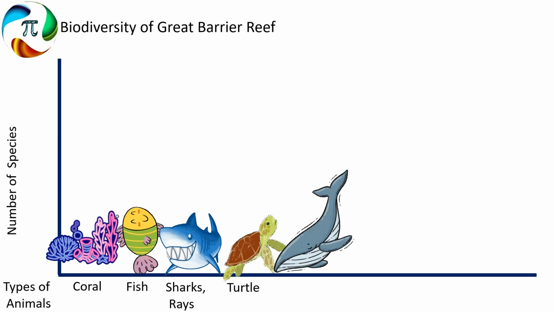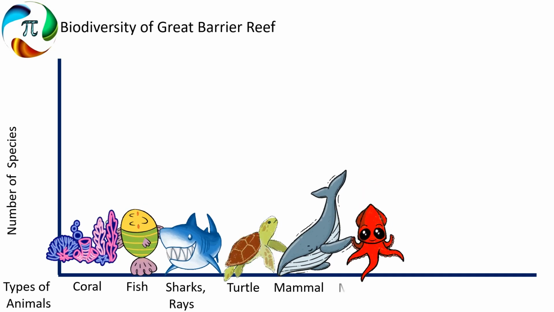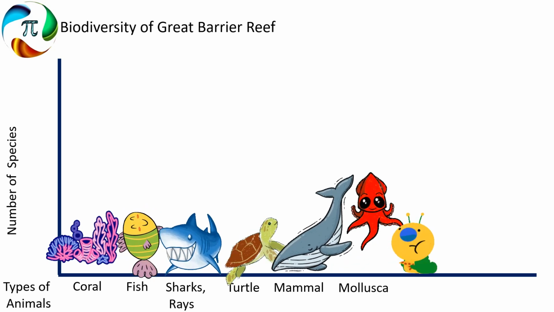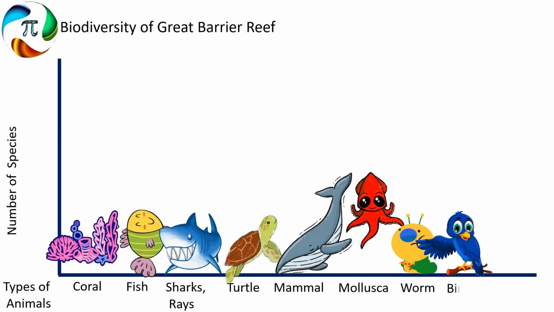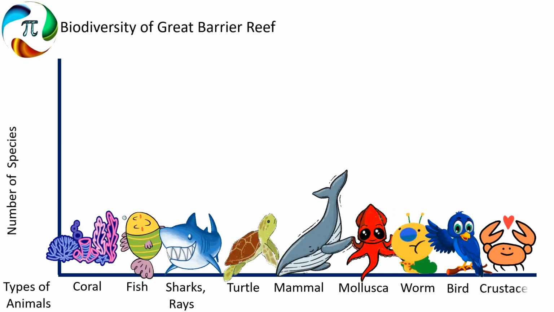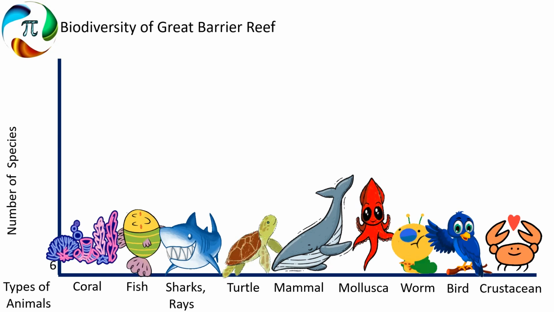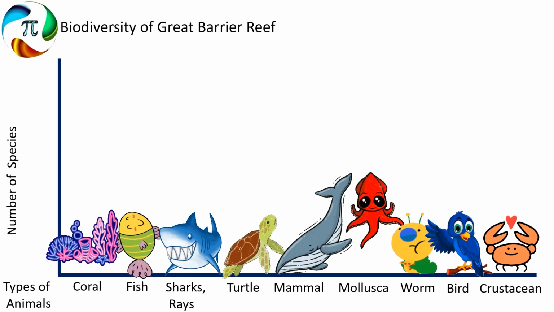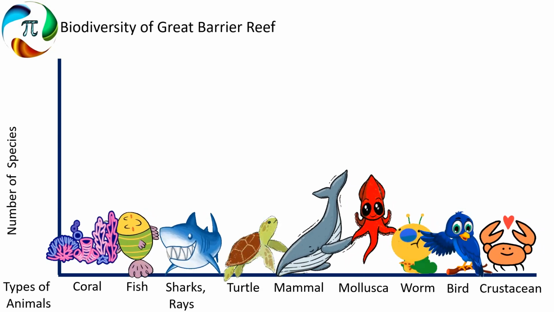Now we put different types of animals living in the reef region on the horizontal axis, starting with coral, then fish, sharks, mammals, mollusk, worm, bird, and crustacean. So there are different categories of animals living in the reef. Note that for a bar chart, one of the axes, either horizontal or vertical, should be a category, like in this case types of animals.